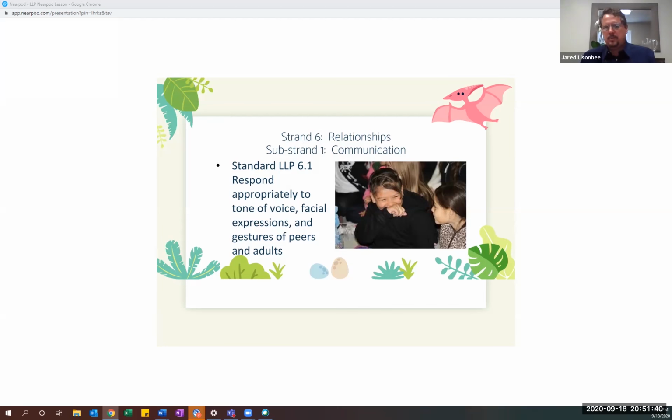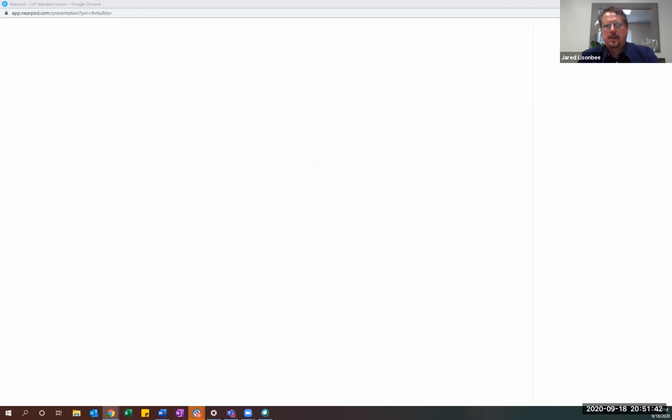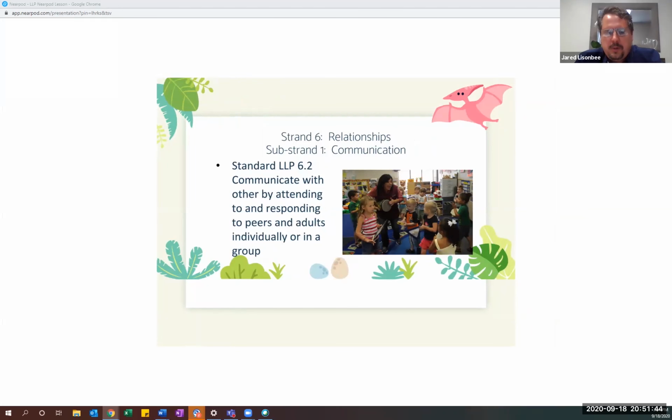All right, let's go on to the next one here. I want to make sure that you have time to plan here, so we're going to move a little bit faster. We're coming up to the end here. The next one is standard 6.2, communicate with others by attending to and responding to peers and adults individually or in group. Reading environmental cues to recognize intentions of others, as well as how to communicate the child's own intentions in a way that makes group interactions meaningful and engaging.